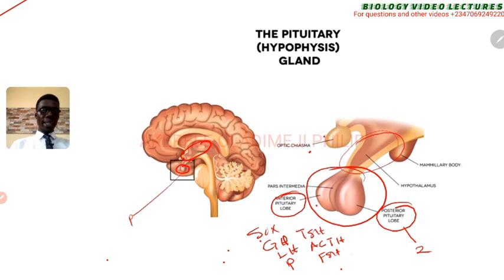So FSH and LH, two of them, are called gonadotropins because they work on gonads. While the posterior pituitary gland secretes 2 hormones. What are those 2 hormones? Oxytocin and antidiuretic hormone. So you might want to rewind the video to hear those things again if you have to, please.